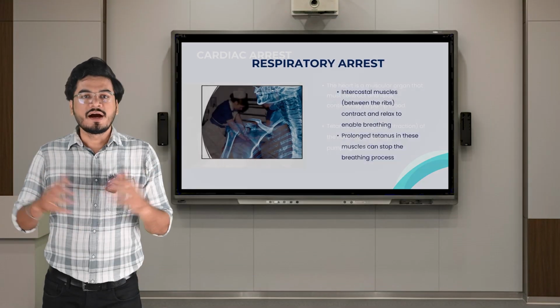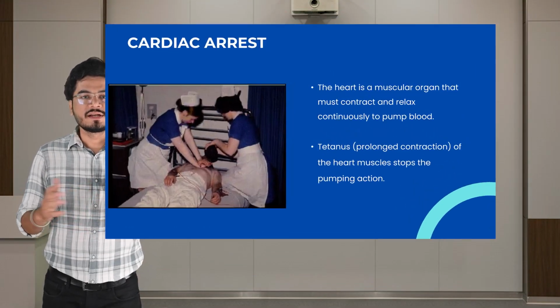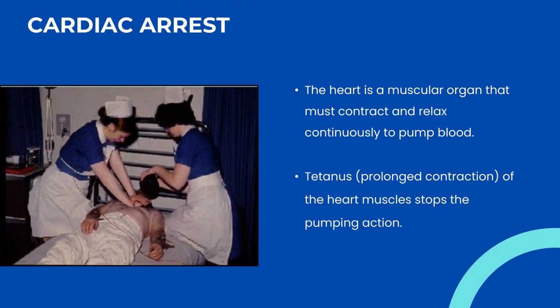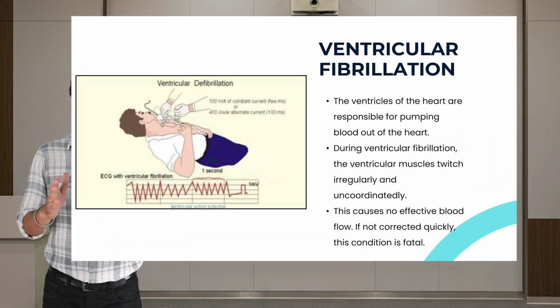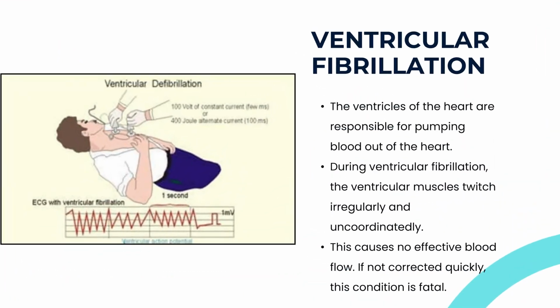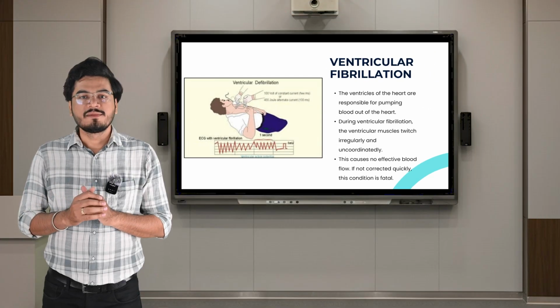Then cardiac arrest. The heart is a muscle that pumps blood by contracting and relaxing. If it goes into tetanus due to electricity, it stops pumping altogether. This is cardiac arrest. Then ventricular fibrillation. In fibrillation, the heart beats irregularly. Instead of pumping, blood flow stops and without immediate correction like defibrillation, the patient may not survive.